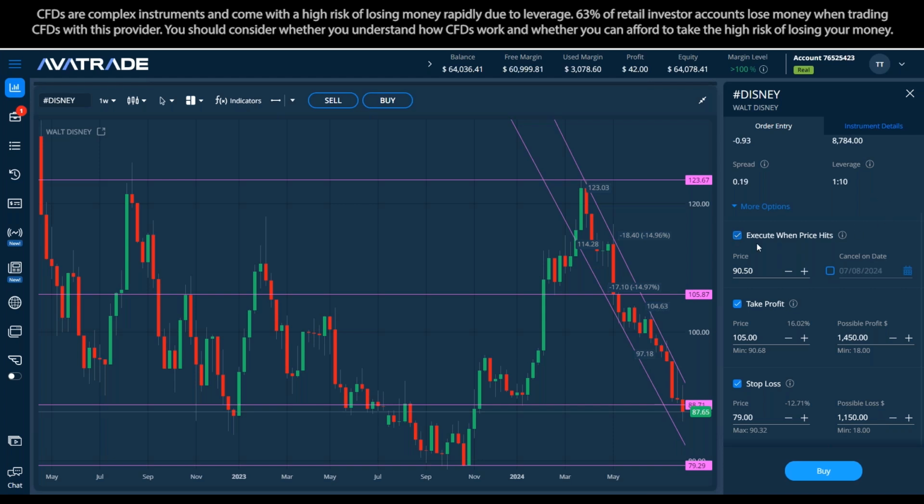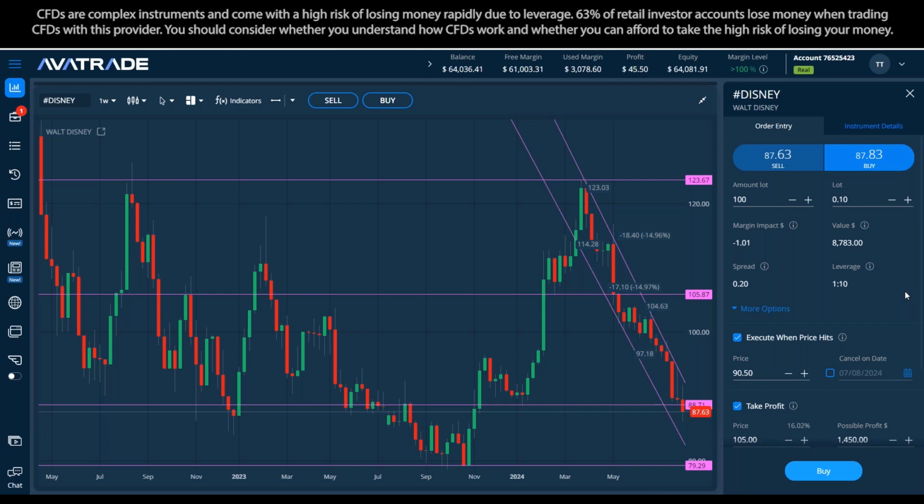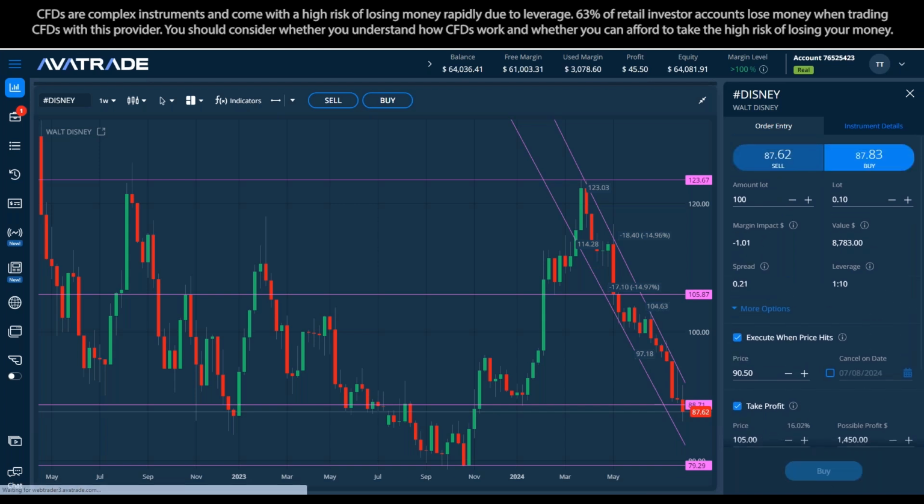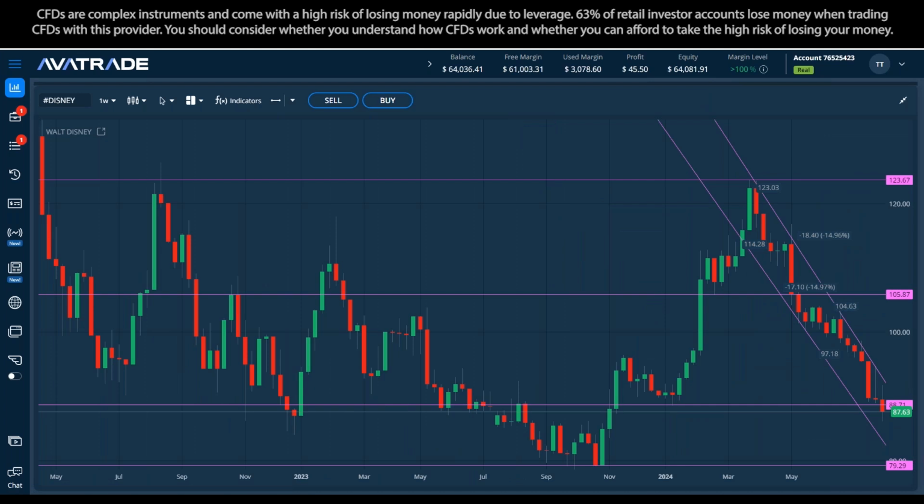And again, this is a pending order. Execute when price hits, if it goes up and hits 90.5. At the same time, I'm selling on a signal that says in the short term it's expected to drop. At the same time, I set up that if there is a technical reversal, maybe with those positive earnings numbers, because if it's enough that those positive earnings get it to break back above this broken support, this should act as resistance.